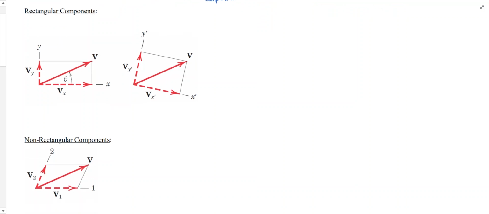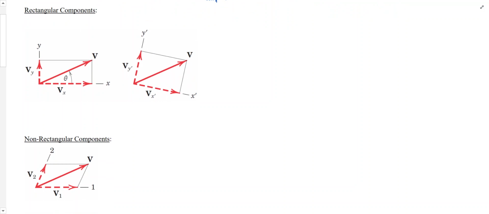So let me look here at two different areas. We have what are called rectangular components, and we have non-rectangular components. Now, far and away, the most common one that you will work with are the rectangular components. However, the principle of components applies whether you're dealing with rectangular or non-rectangular. So let's actually start by discussing non-rectangular.